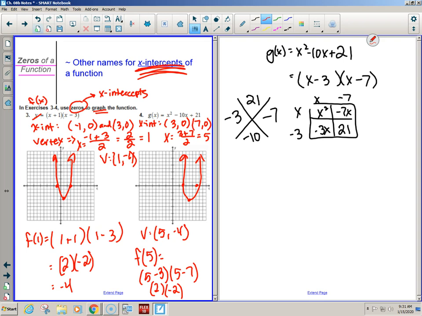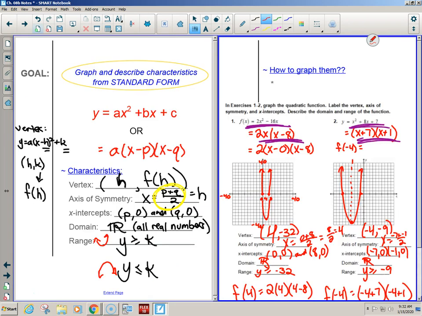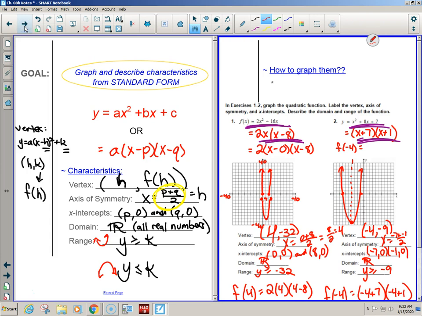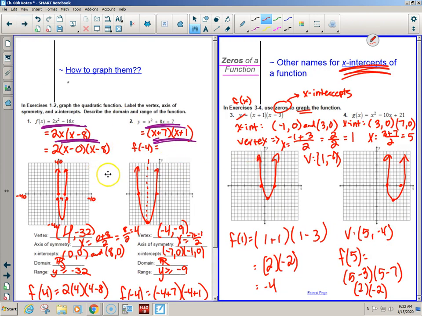It's going to look very similar to our worksheet where you are trying to identify all the key characteristics of a graph like vertex, axis of symmetry, x-intercepts, domain, and range. Like 1 and 2, wherever they are. Where's 1 and 2? Oh, here they are. 3 and 4, all we got to do is get our zeros, our vertex, and swoop, there he is.